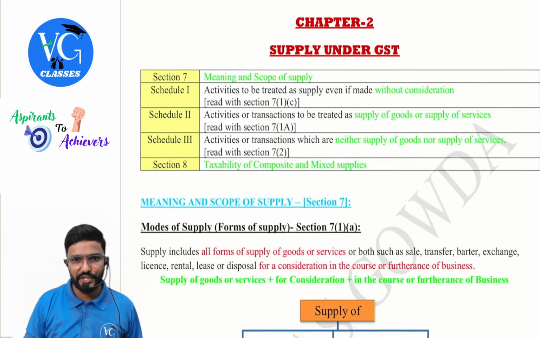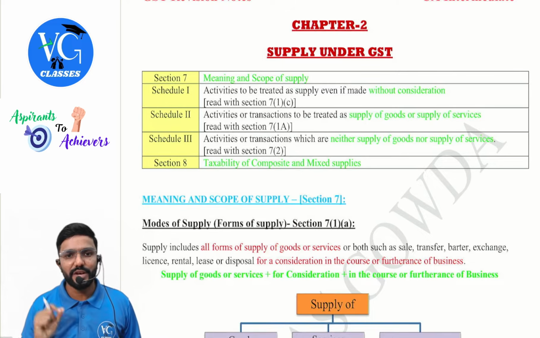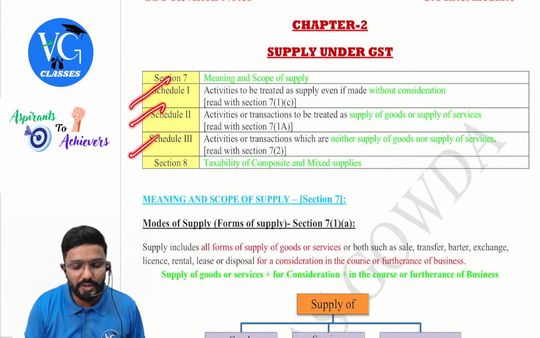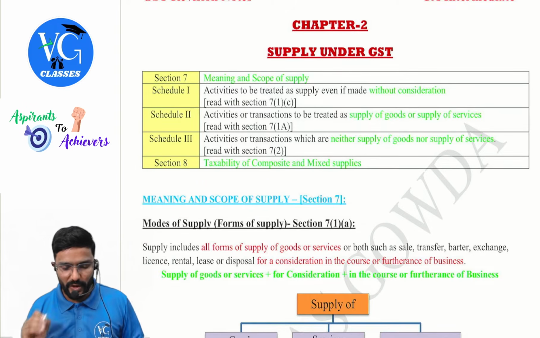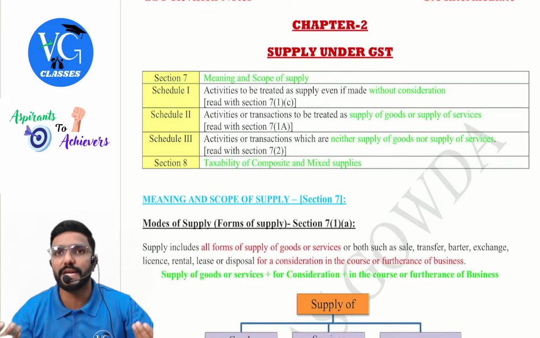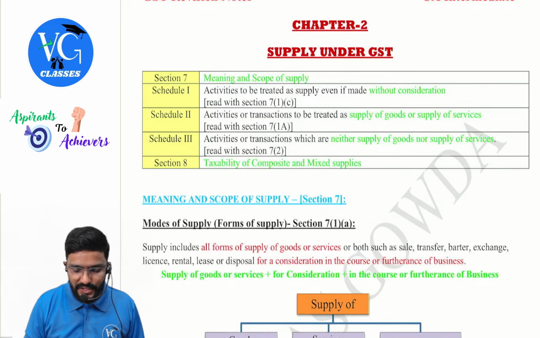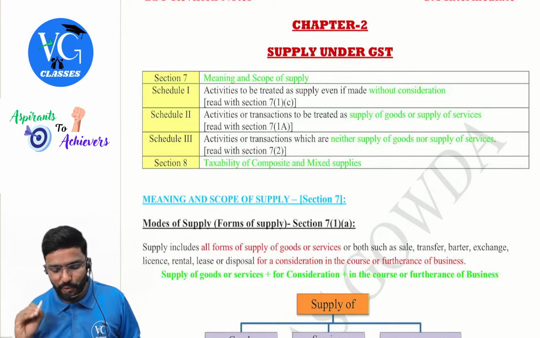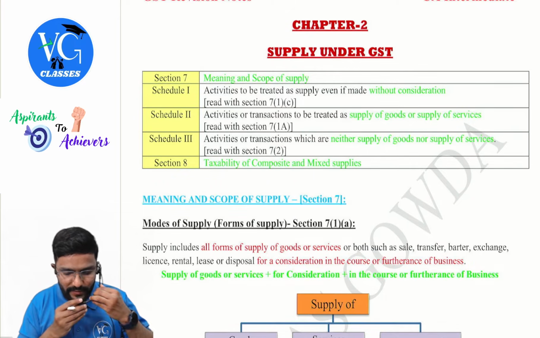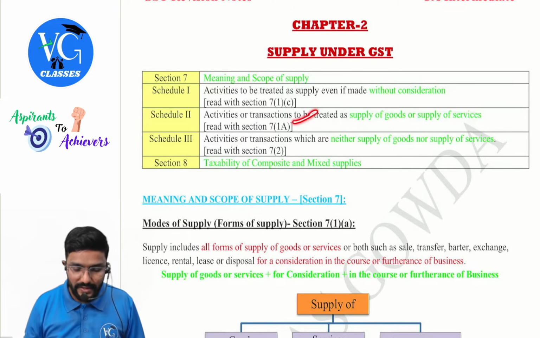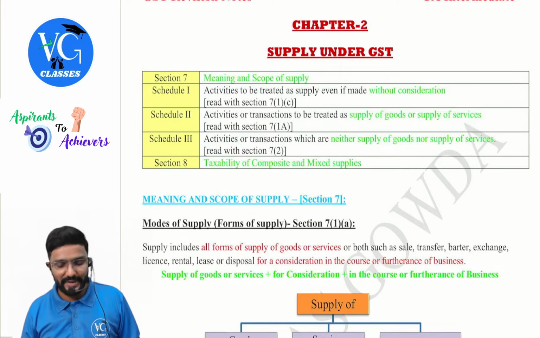I've just given the list here. Section 7, meaning and scope of supply, read with schedules 1, 2, 3. Schedule 1 talks about activities to be treated as supply even if made without consideration, read with section 7(1)(c). Schedule 2 talks about activities or transactions to be treated as supply of goods or services, read with section 7(1)(A).